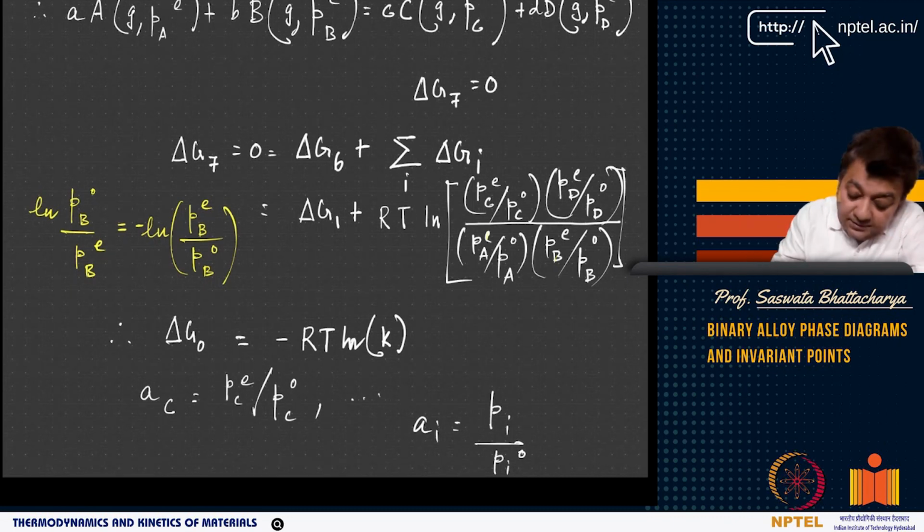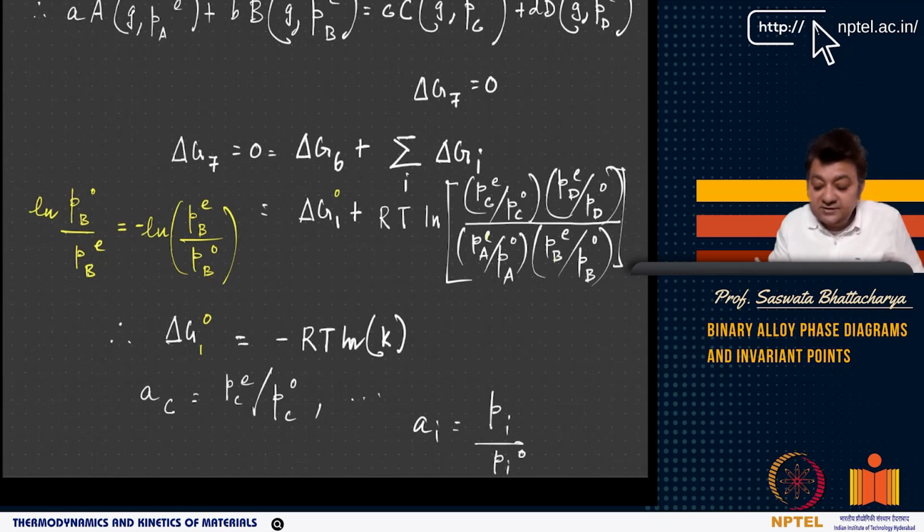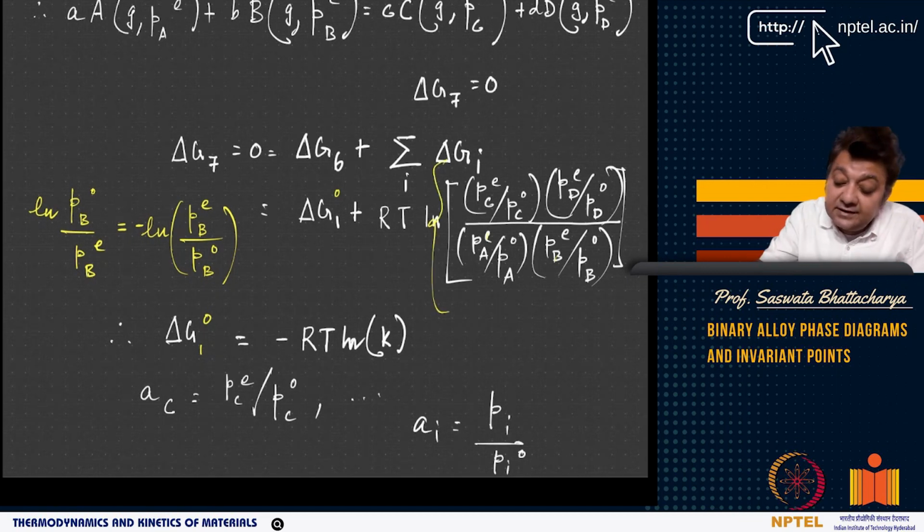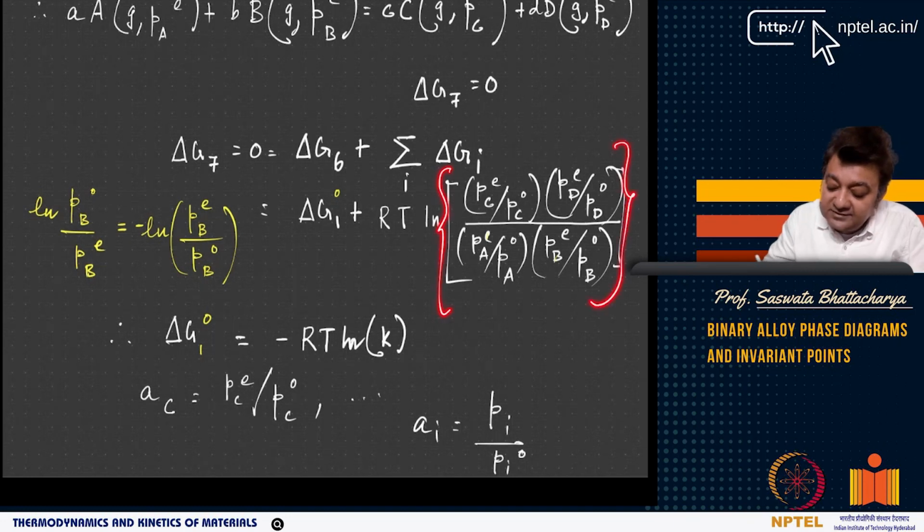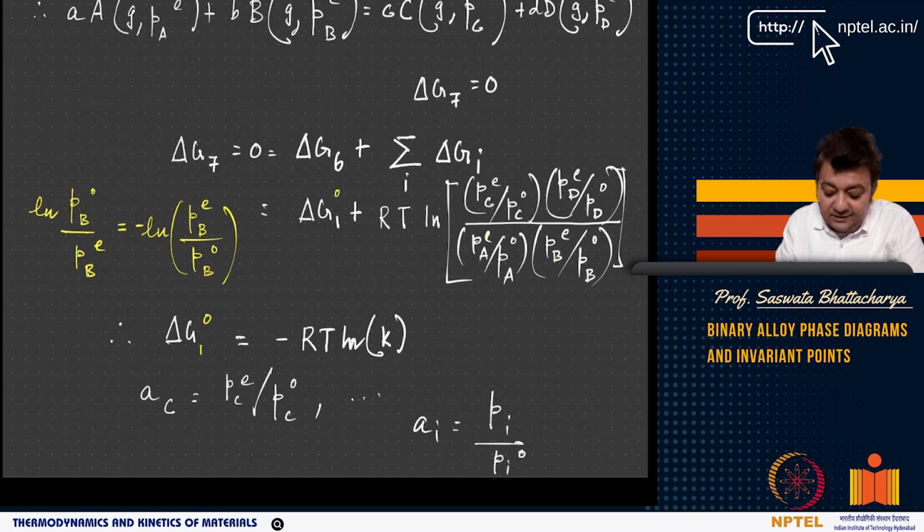So delta G7 is equal to 0. So delta G1 is basically, call this delta G. So this is delta G1 naught, right? Delta G1 naught, which is equal to minus RT ln K, where this entire thing we call the equilibrium constant for these reacting gases or reacting vapors. So this entire term is called K, the equilibrium constant. So you have delta G1 naught equals minus RT ln K.